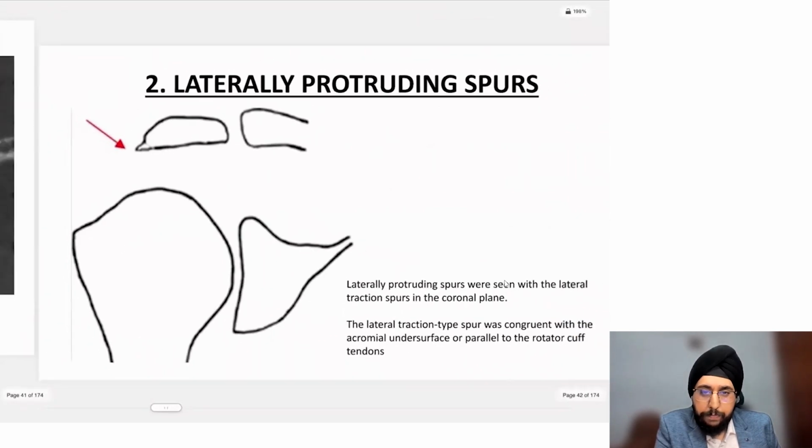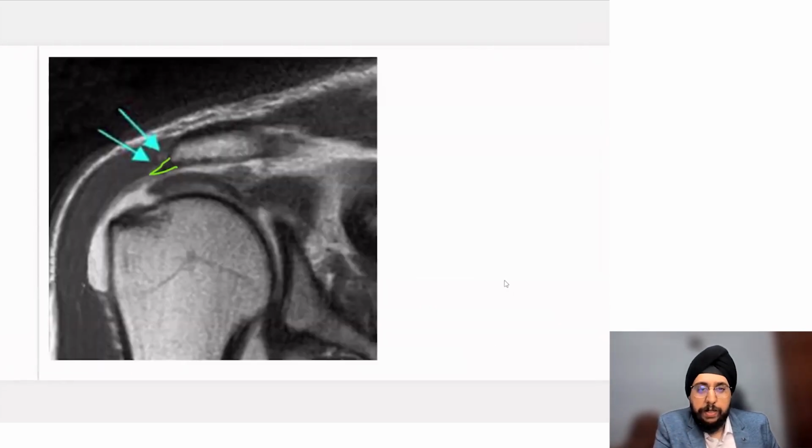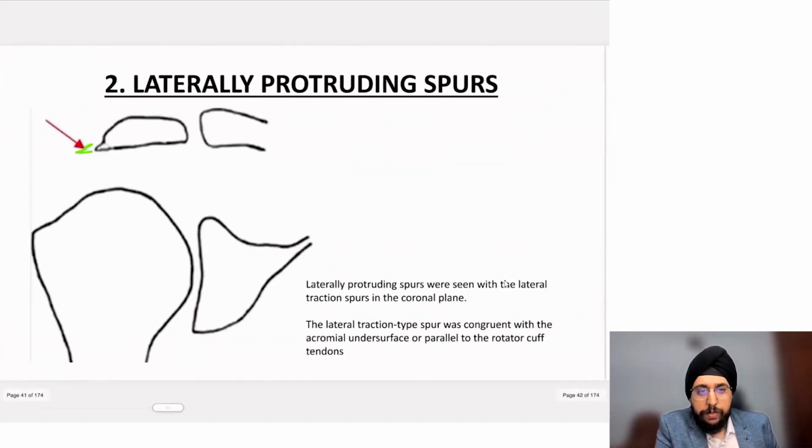Then we can have spurs which are laterally protruding, like this. This is a laterally protruding spur. This is another example for the same. Again, these are at less risk as compared to the lateral bird beak type spur, which I'll show you. This laterally protruding spur was congruent with the undersurface of the acromion, so it was not actually causing any narrowing.